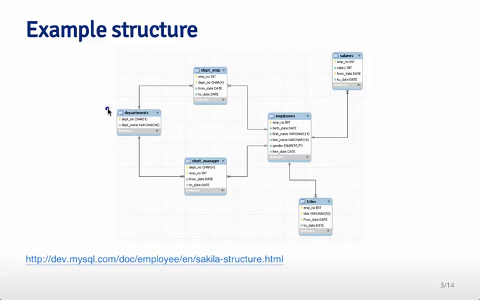For example, you might have the departments that the employees are employed in, and the employees themselves. You might have information about their salaries in a different table, information about who their managers are in yet another table, and information about their titles in yet another table. So for each table, you get a slightly different kind of data type.